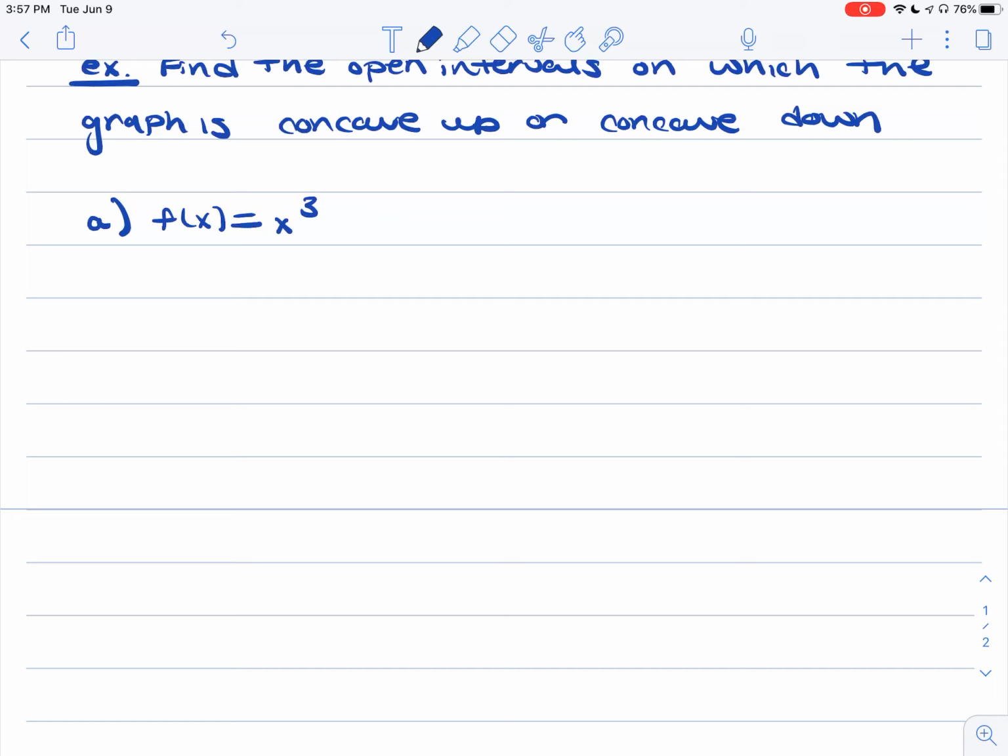All right, so in order to apply our second derivative test, we're going to need to take the first derivative and then the second derivative. So this is just going to be a simple power rule. So our first derivative would simply be 3x squared. And then our second derivative, which just means we're taking the derivative again, would be 6x.